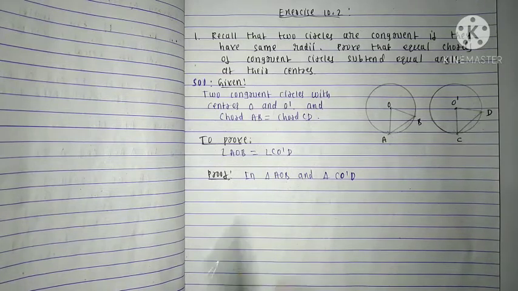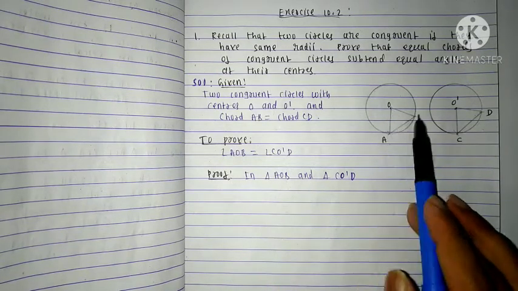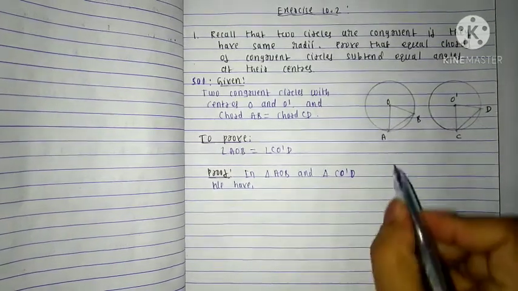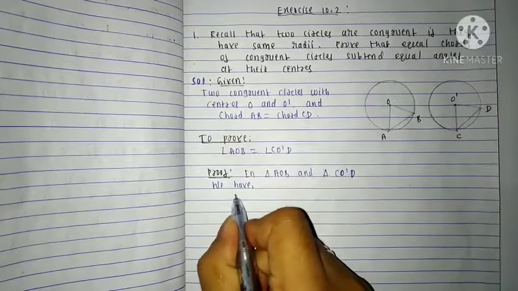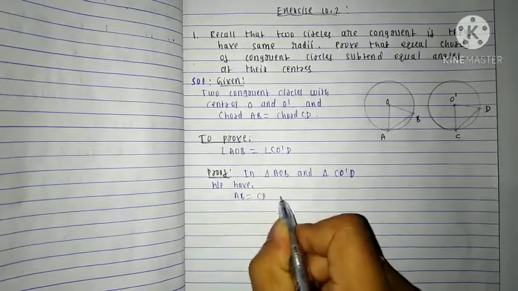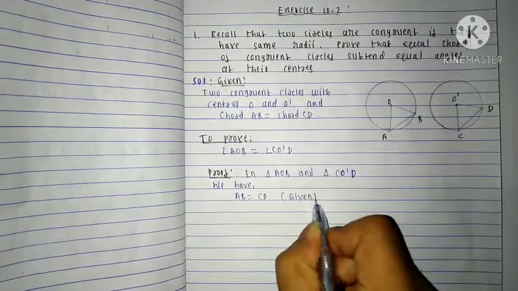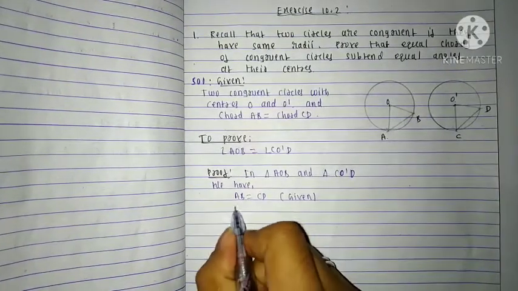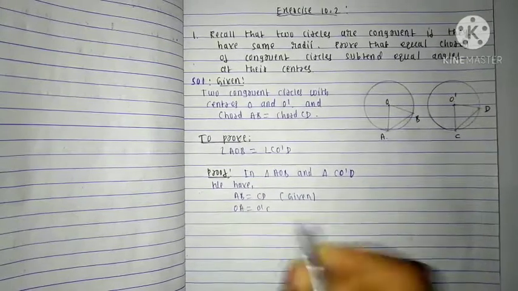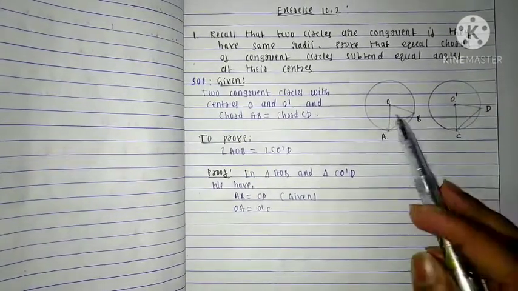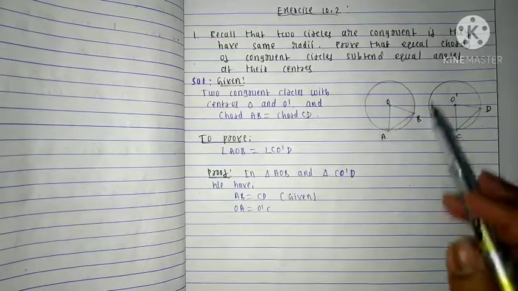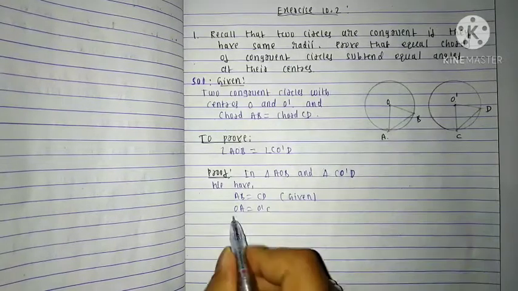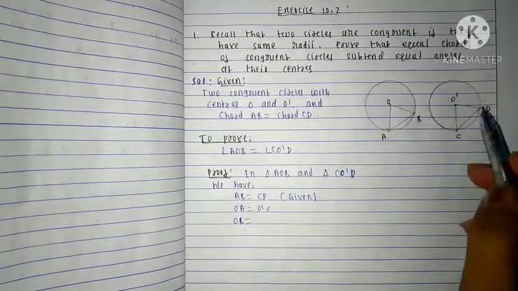Now let us write the proof of the theorem. In triangle AOB and in triangle CO'D, AB is equal to CD. This is from the given. OA is equal to O'C. Why? Because they are the radii of the congruent circles. Here we have two congruent circles with centers O and O'. Similarly, we can write OB is equal to O'D.